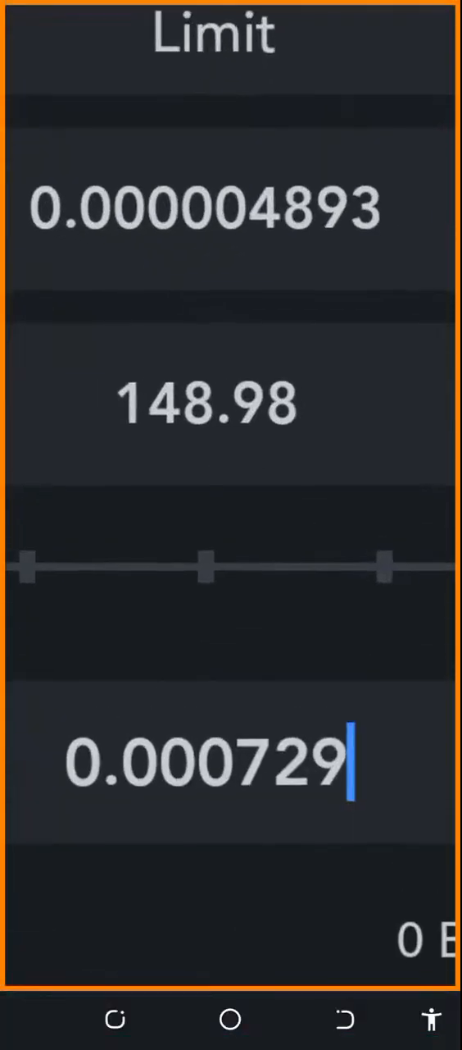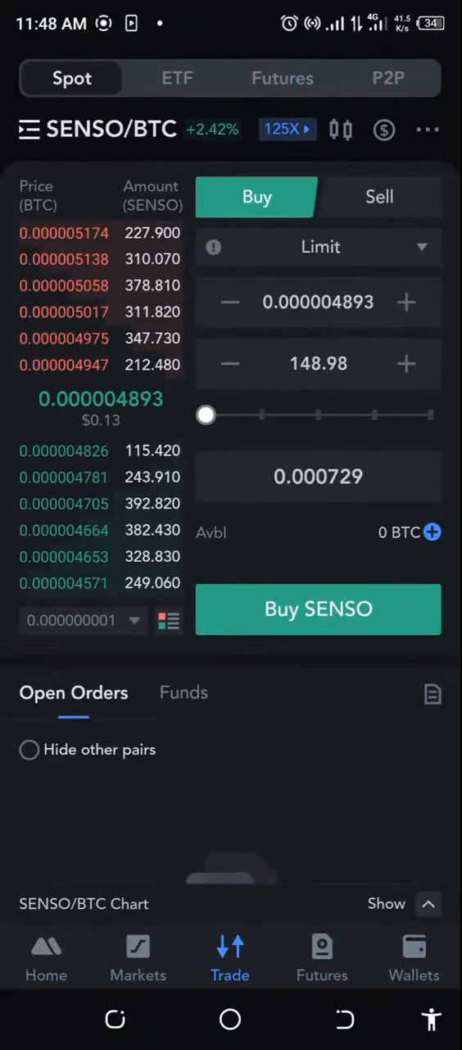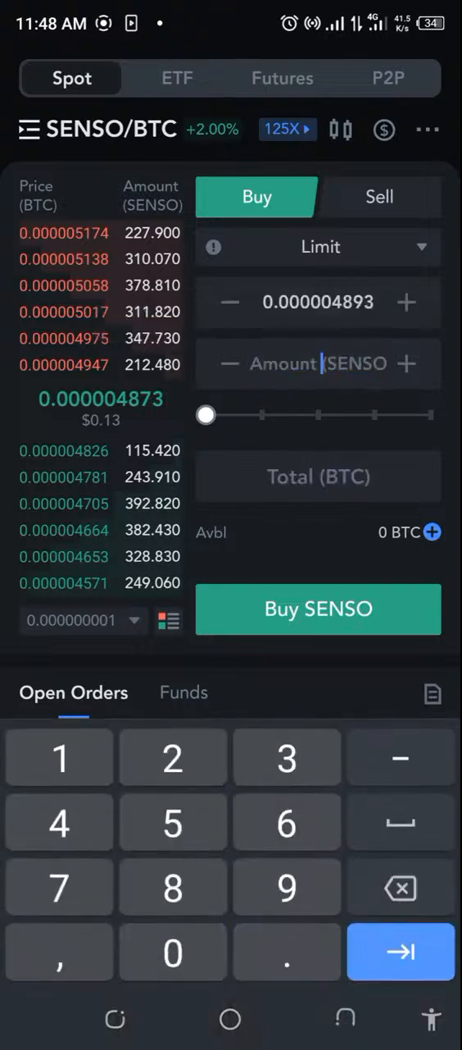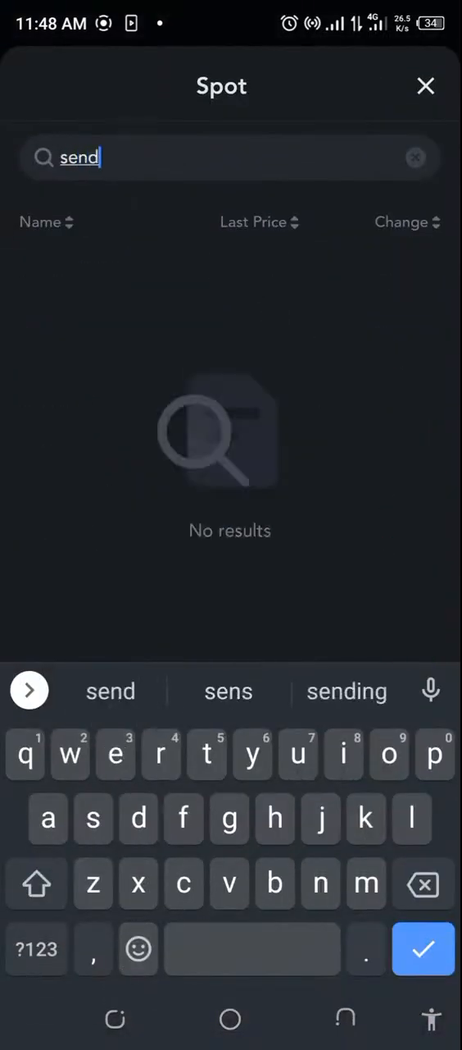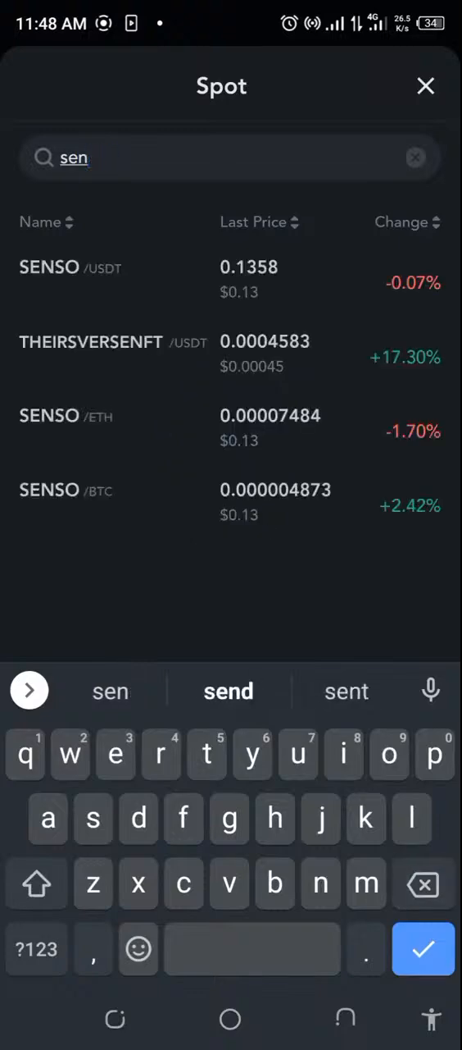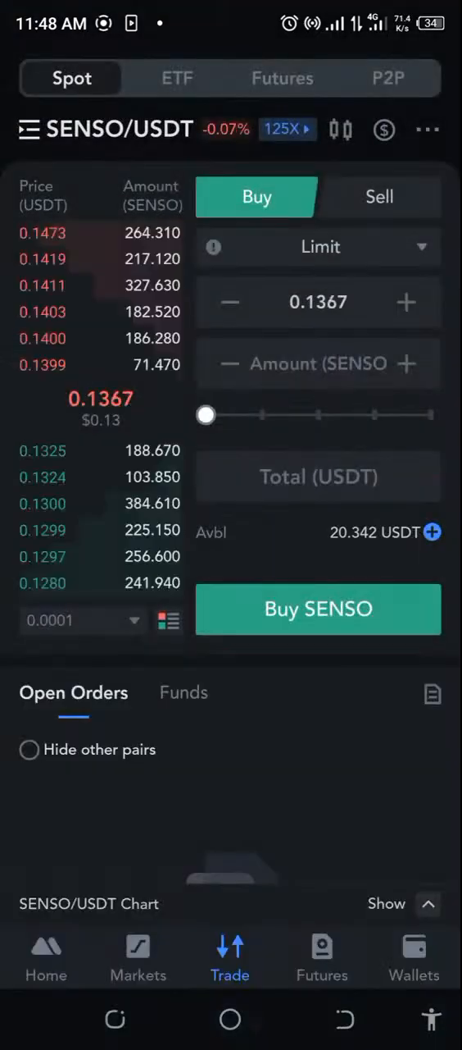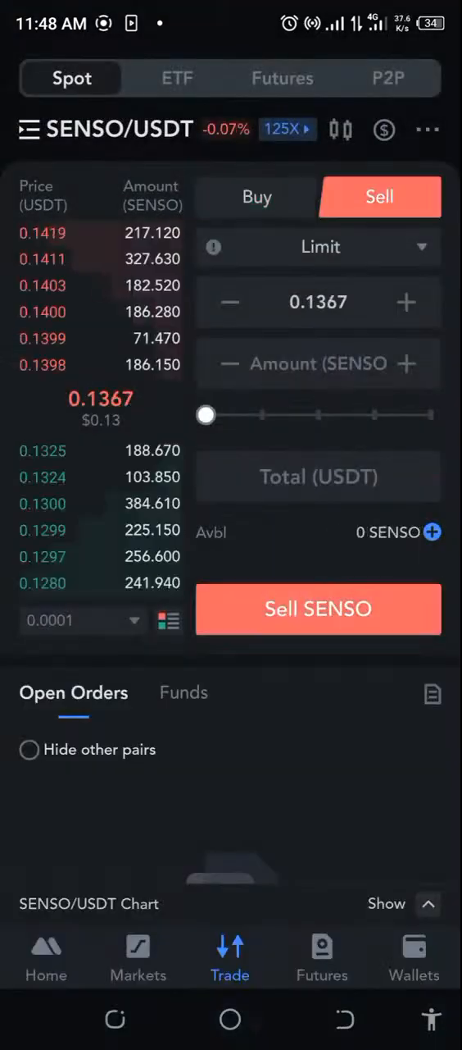Can you see this? 148. No, no. But let's just finish up the process, right? We go back to Senso. Senso USDT, all right? Okay, so I want to sell the Senso now.